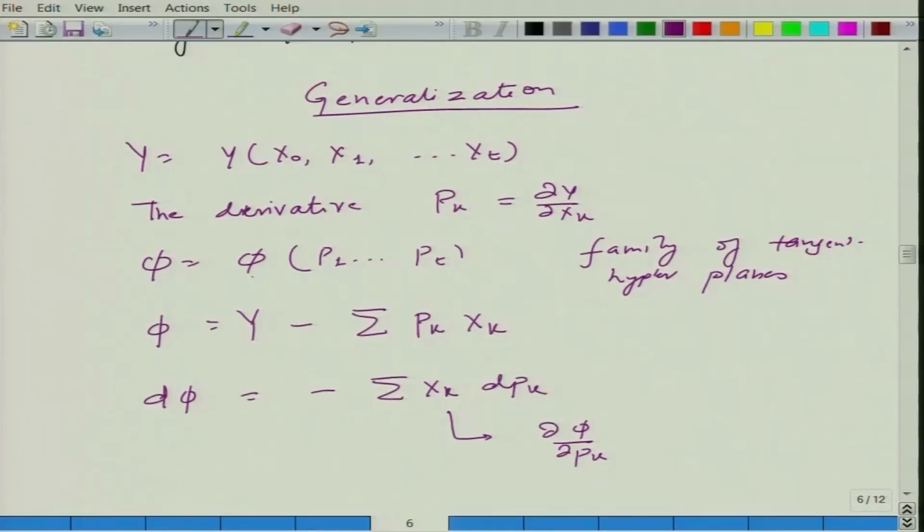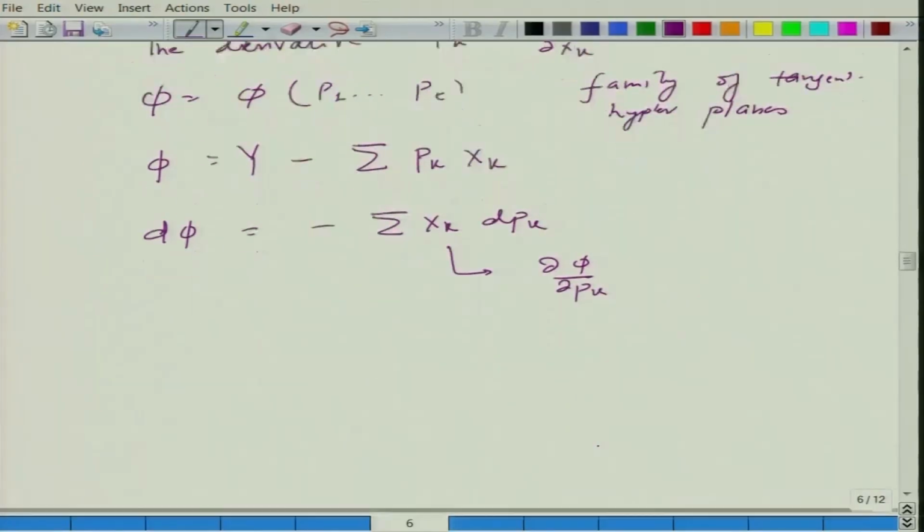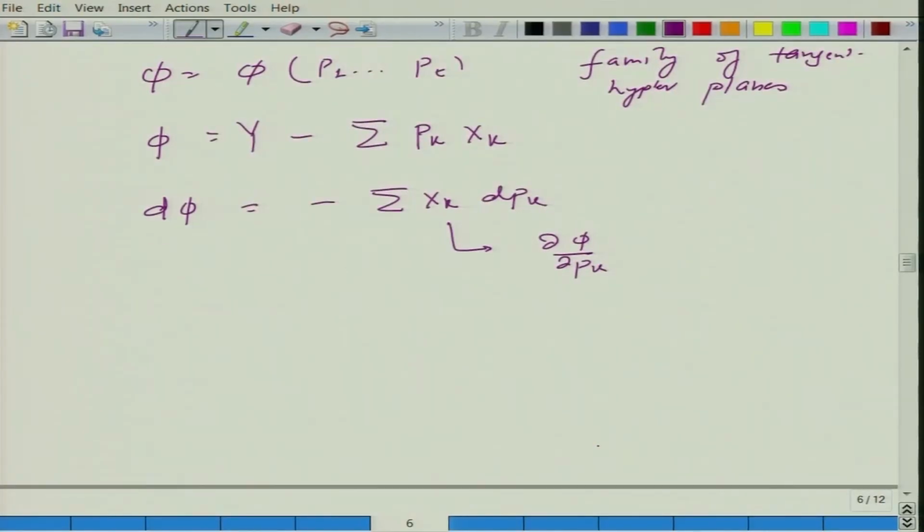The definition of phi would be y minus summation p k x k. Now we are extending it for many variables. For one variable, it was simply y minus p x, but now we are having many independent variables. So we are just saying summation p k x k, where x k is nothing but the partial derivative of phi with respect to p k. Okay. So this is basically the Legendre transformation.